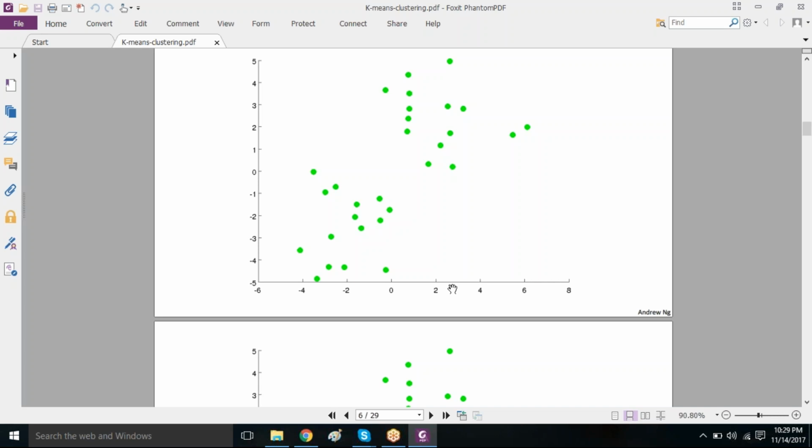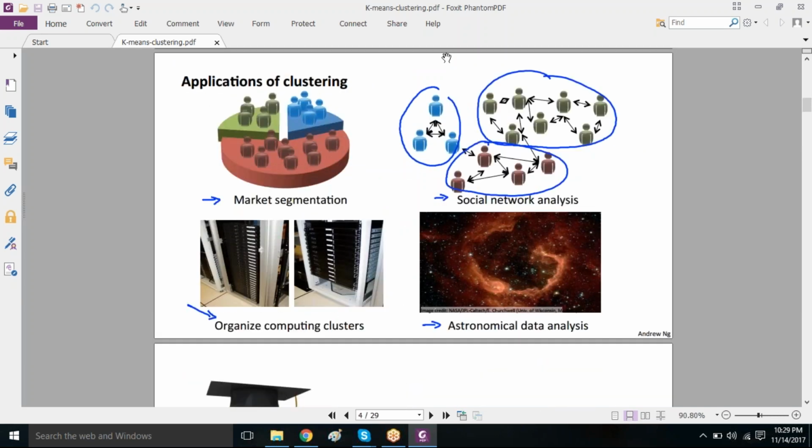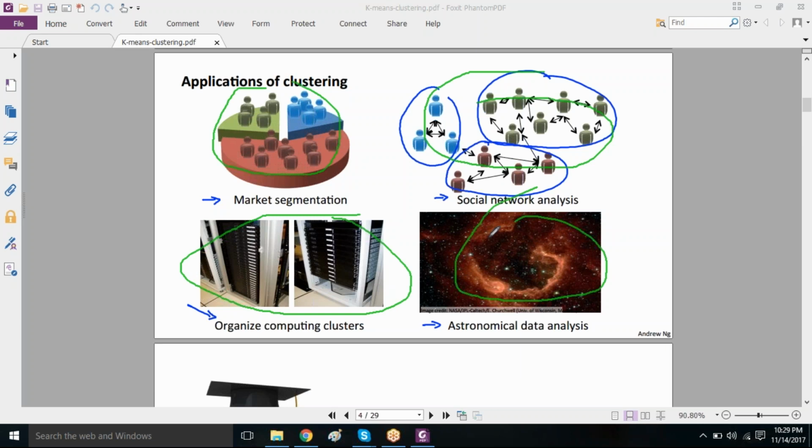This is just one example, and I also told you the market segmentation problem, social network analysis, organizing clusters in a supercomputing facility, some astronomical data. You can find numerous applications of k-means. Majorly, what I would say is k-means is a clustering algorithm. So whenever you have to find what are the similar kinds of data points, then you have to do this clustering.